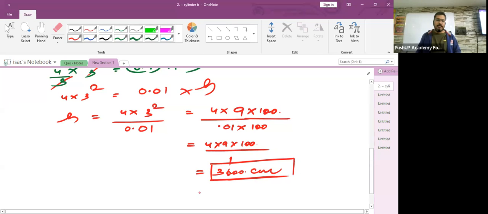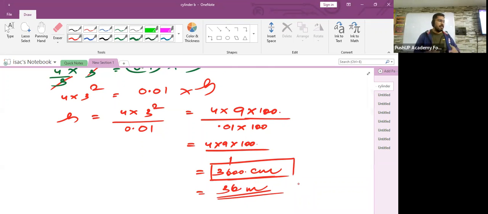Now, if you want to leave the answer in meters, you can leave it as 36 meters. Easy. How much time does it take, children? But I'm telling you, it is melting and recasting. So volume 1 is equal to volume 2.